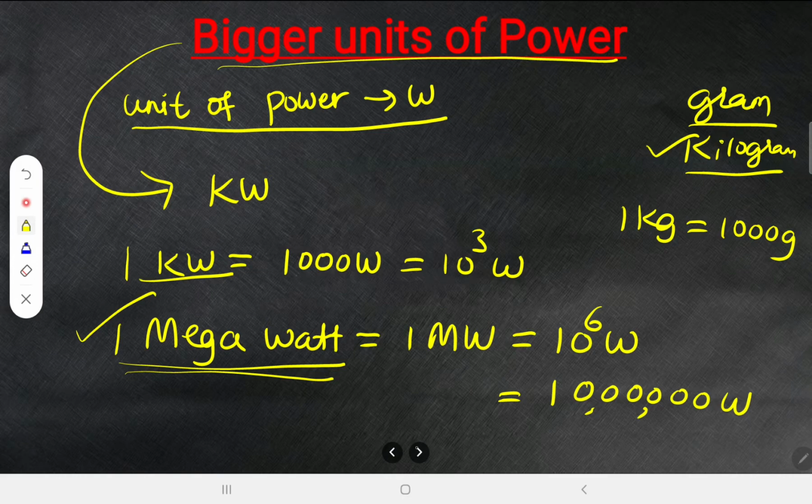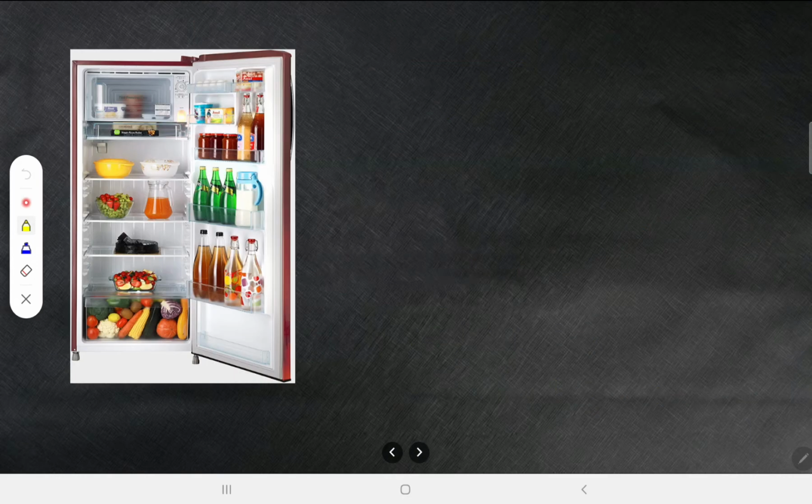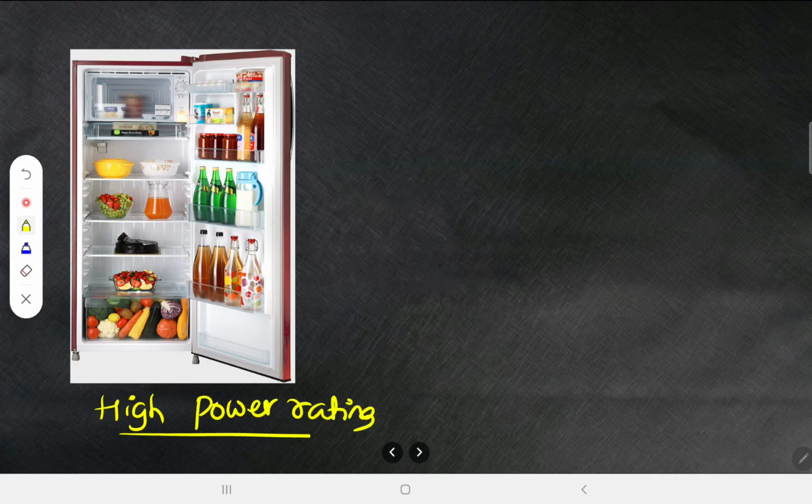All right, fine. So why do we need this? We have this refrigerator. Look at this refrigerator. It will have a high power rating, so it cannot be conveniently represented in watt. Definitely it can be represented in watt, but usually we talk like 1 kilowatt, 2 kilowatt. 1 kilowatt means how many watts? 1000 watt. 2 kilowatt means 2000 watt. So instead of saying 2000 watt, we are using 2 kilowatt.